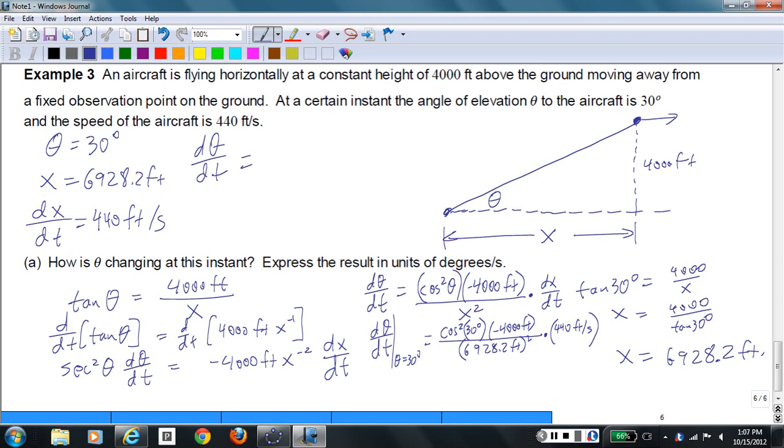Where did the 6,000 come from? It was up here. It wasn't x squared before? Well, I've got it squared right here. Squared right there. So it boils down to a calculator problem.